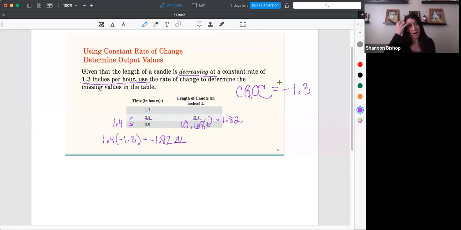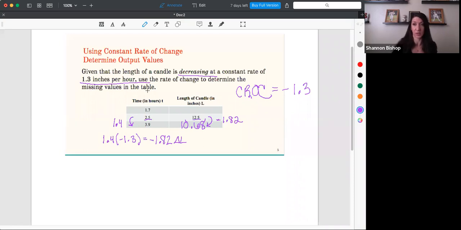Okay, well, what about how long the candle was at the 1.7 hour mark? Now, remember, as far as the original information goes, the only thing we know is how long the candle was at the 2.5 hour mark. So in this case, you kind of have to build from there.